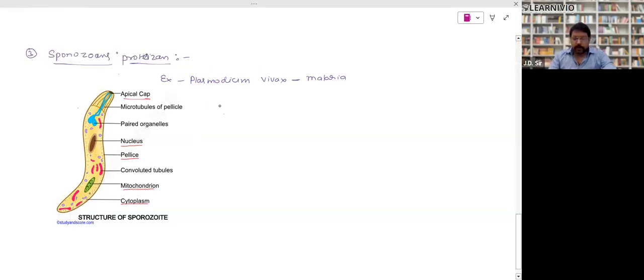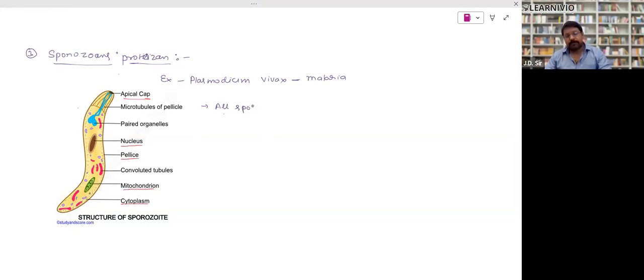So all sporozoans are endoparasites. What are endoparasites? Sir, what is an apical cap? Apical cap is just a cap at the front part. It's nothing else. It's a cover, right? Okay, so it's just to cover the top part? Exactly. It's just a cover of the top part, like a lid. Okay, sir. Yeah. So all sporozoans are endoparasites.